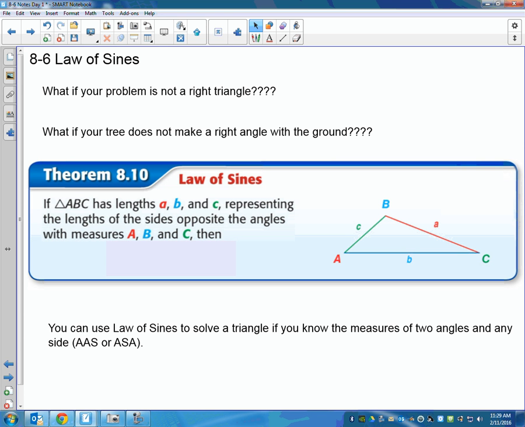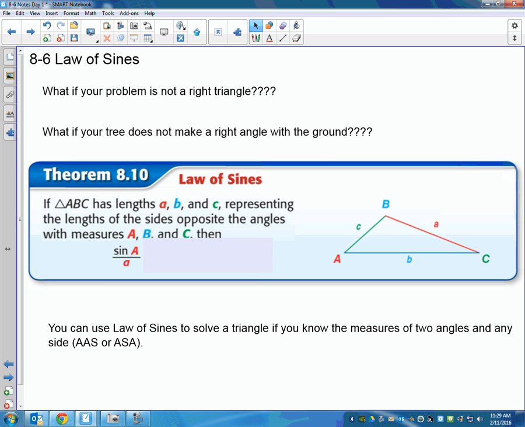So the law of sines: we're going to talk about our lovely ABC triangle here, where angle A is across from little a, side A, angle B is across from side B, and angle C is across from side C. And what the law of sines says is that we can write proportions comparing the sine of an angle with the side across from it.